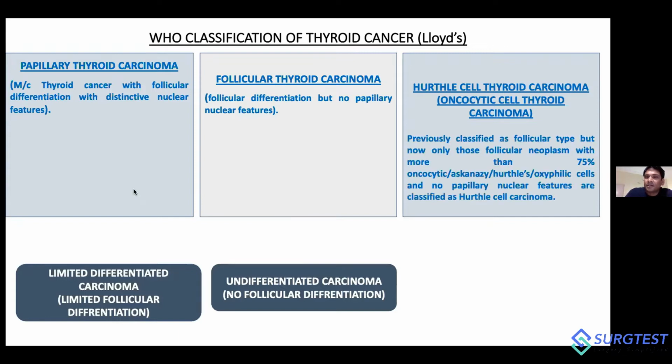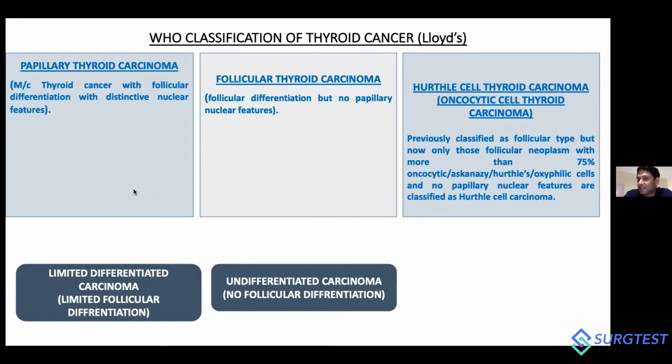And what about the Hurthle cell thyroid carcinoma? It's also called oncocytic. It was previously classified as follicular type, but now this has been classified separately in the WHO classification. These are those follicular neoplasms which had more than 75% of oncocytic, Ashkenazy, Hurthle, or oxyphilic cells. All four cells are the same, so they can ask questions by quoting any of these names. So it is all Hurthle cells, and with no papillary nuclear features. Again, you can see they have these cells, but there should not be any papillary nuclear features.